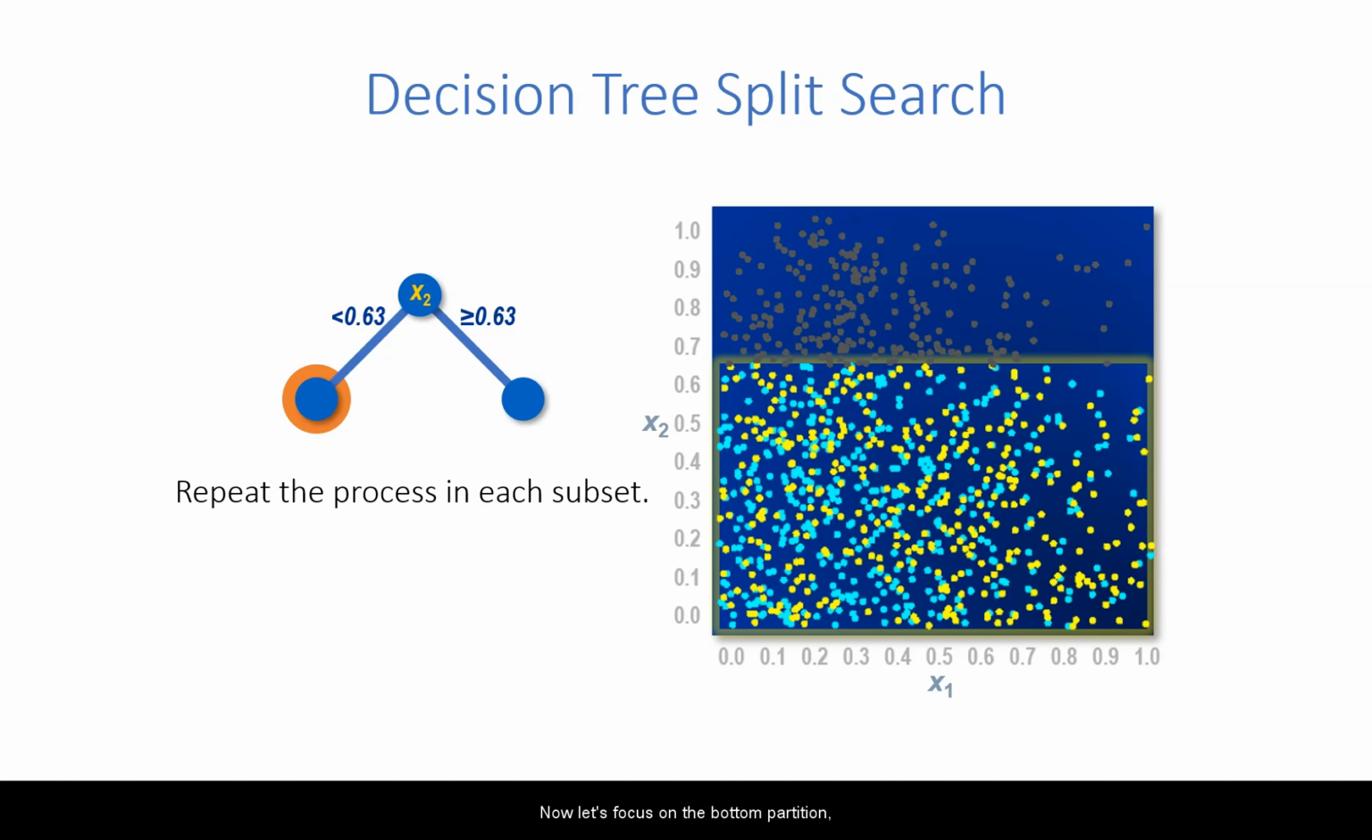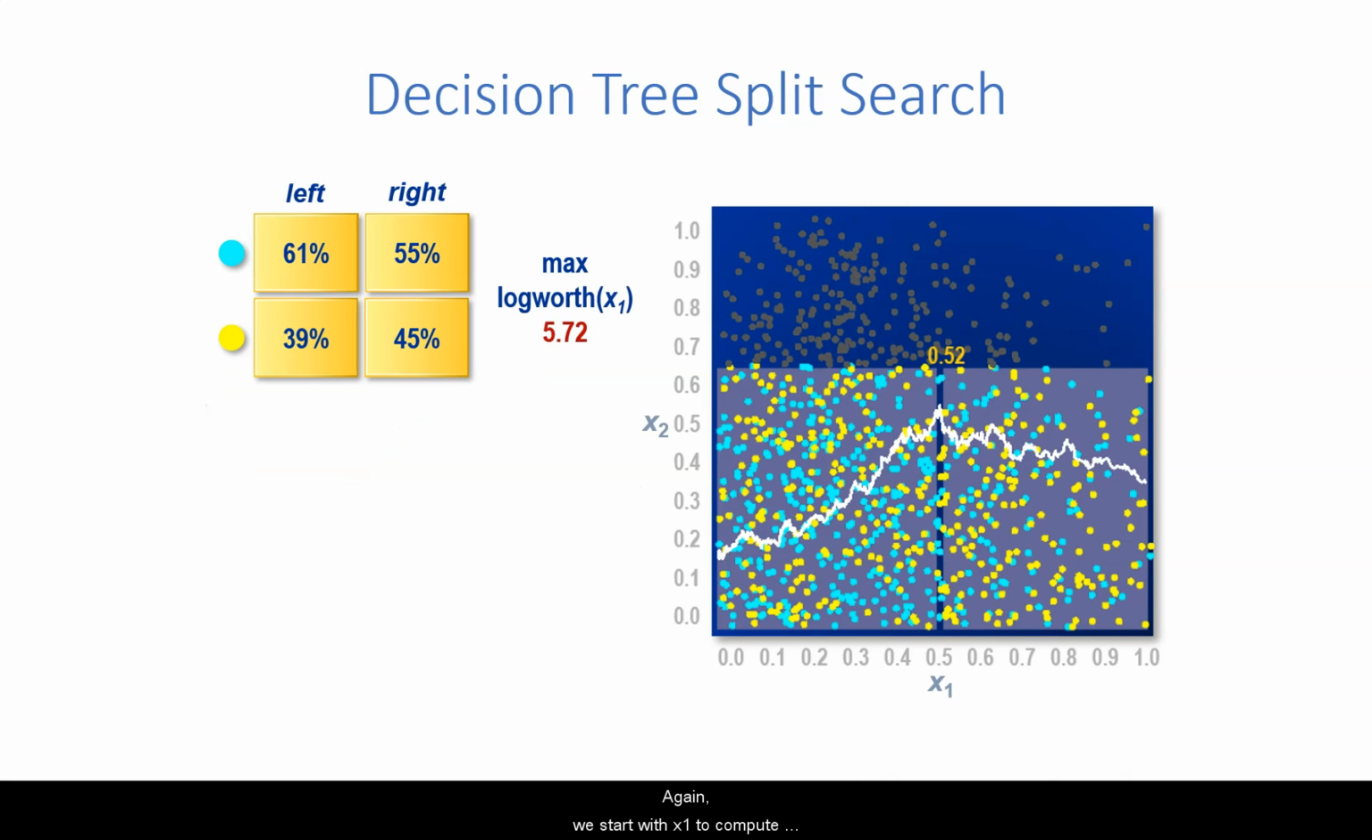Now let's focus on the bottom partition, which corresponds to the branch left, or x2 less than 0.63. We will repeat the process of finding the best split in this partition. Again, we start with x1 to compute the log-worth of all potential splits. As you can see, the partitions are made only within the bottom partition, completely ignoring the cases in the top partition. That is why the process is referred to as recursive partitioning.